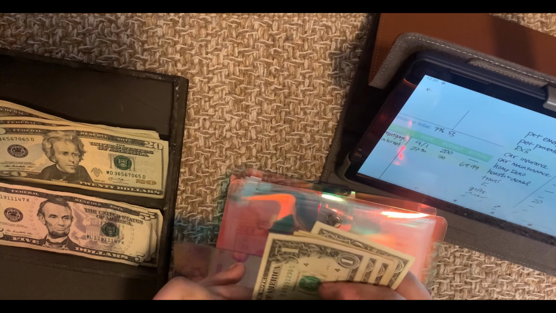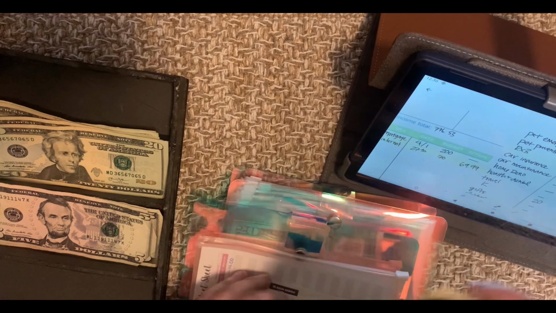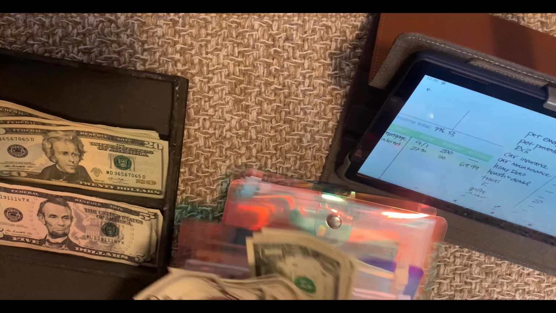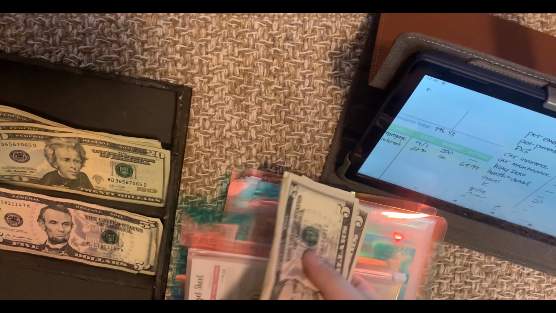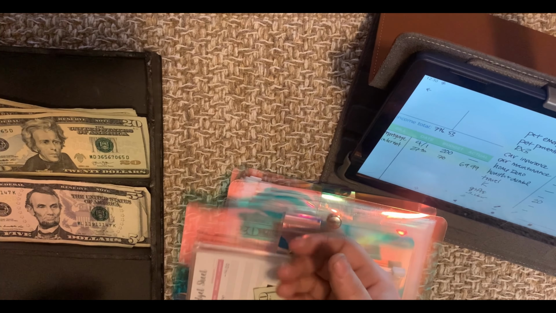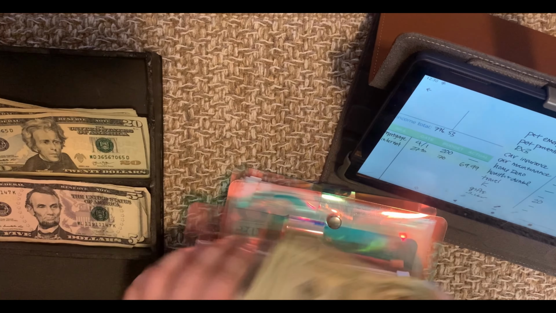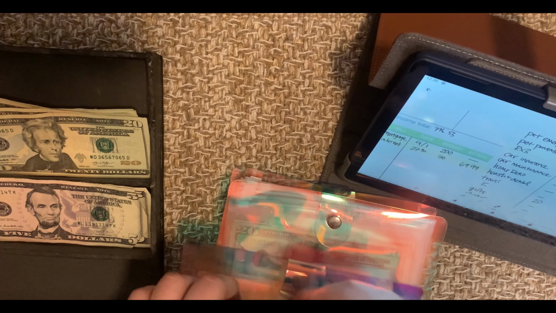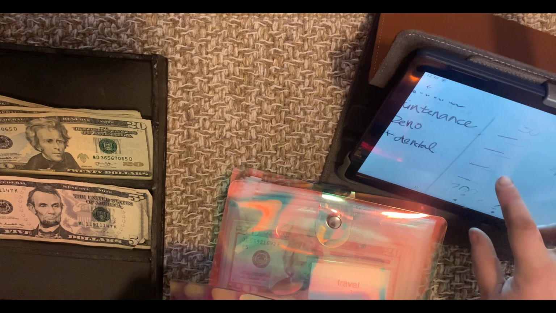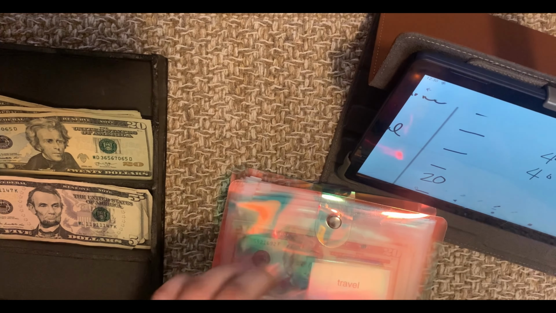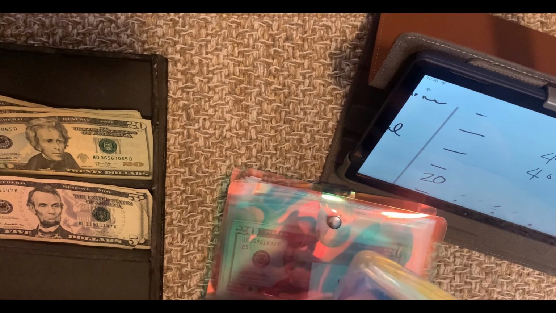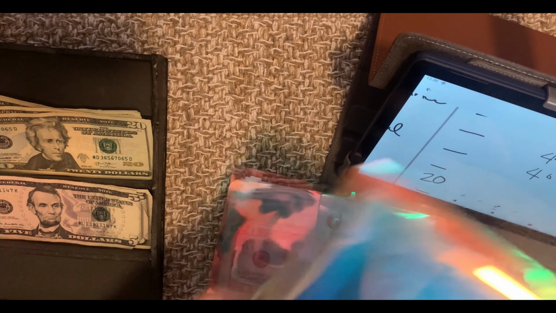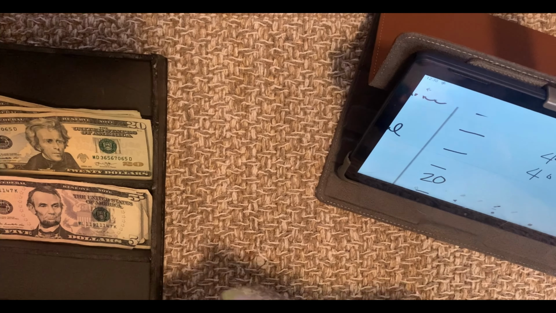Health and dental has 20, 5, 35, 6, 7, 8, 9, 40. Grab a 20 from down here. So it has $40. This one is done. On to the next one.